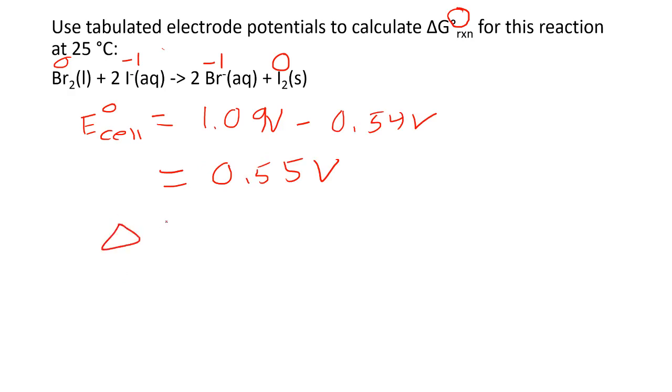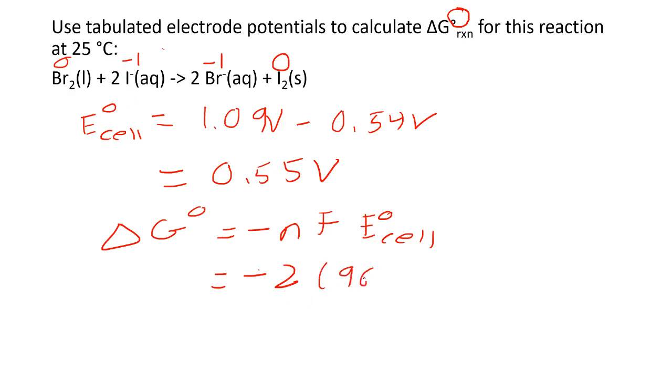We'll then plug into our equation that delta G naught is equal to negative N Faraday's constant times E naught cell. So we plug these in. This is an electron transfer of 2 electrons, because each bromine went from 0 to -1, but there are 2 bromines, and each iodide went from -1 to 0, but there are 2 of them as well. We then plug in our constant, which is 96,500, and then our E cell of 0.55 volts. When we plug all of this in, we get a value of negative 106,000.